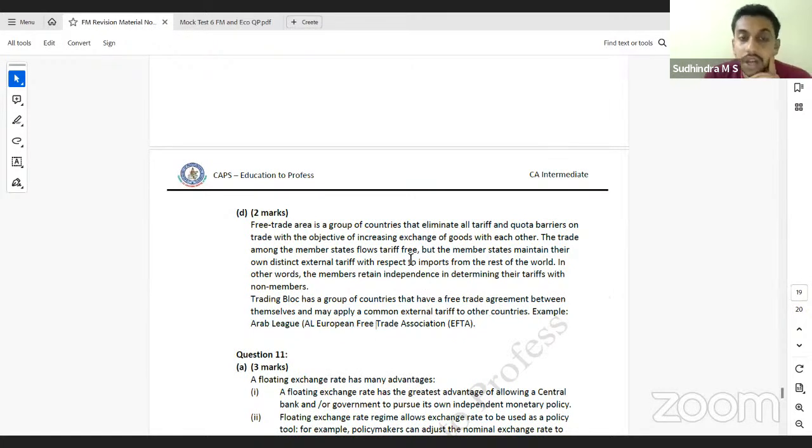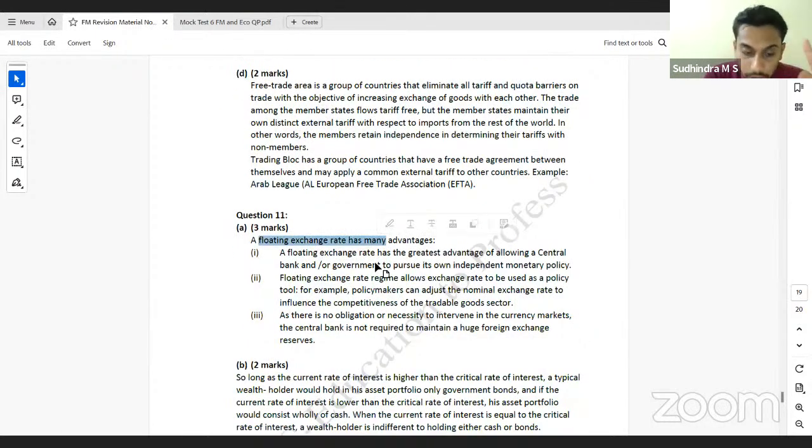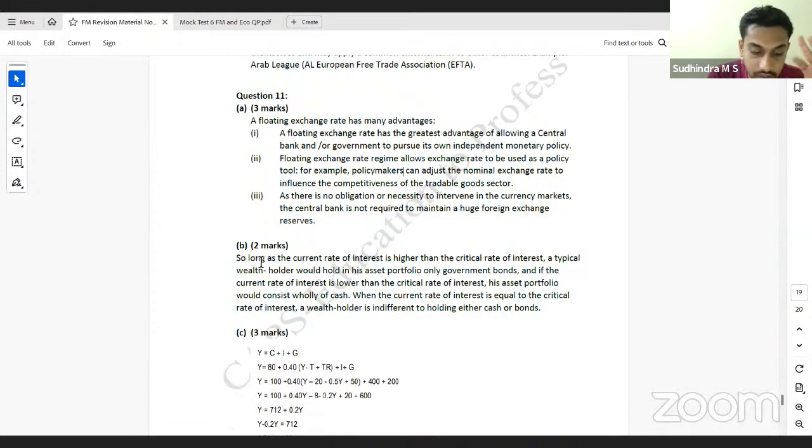Then question 11A talks about advantages of floating exchange rate. 3 points, 1 mark each. You have to explain. Here there is an example. It would be better if you have written the examples. Then 11B talks about 3 situations: when current rate is greater than critical rate, current rate is less than critical rate, current rate is equal to critical rate. All the 3, if you have written, you will get 2 marks. If you have written any 1, half mark. If you have written any 2, half mark.